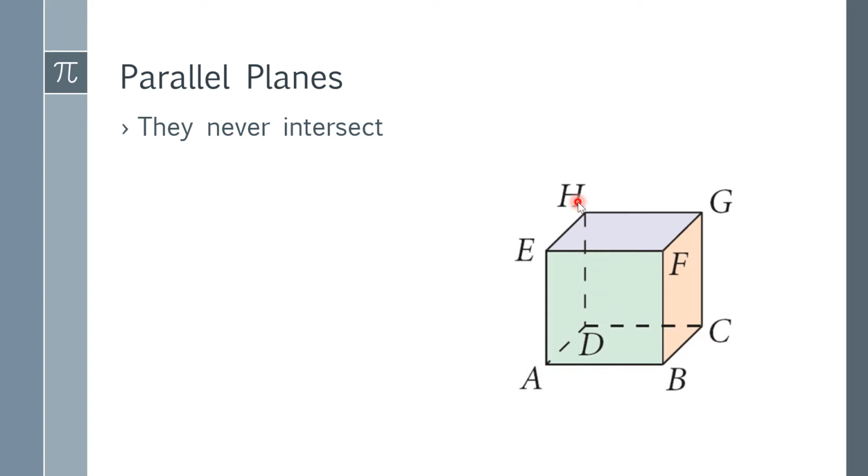And there's also a set of parallel planes on the sides. So the sides are parallel planes. And so would be the front and the back. So the front right here, and then the back of the box. Those would be parallel planes. So just an example, ABCD, which is the bottom of the box, is parallel to plane EFGH, the top of the box. So those are parallel planes.